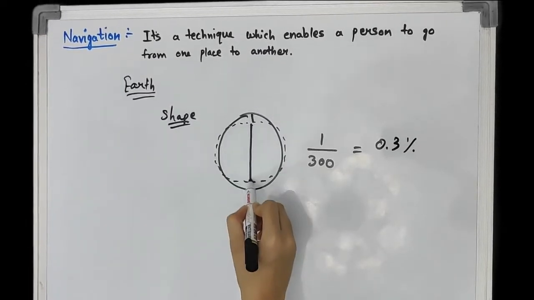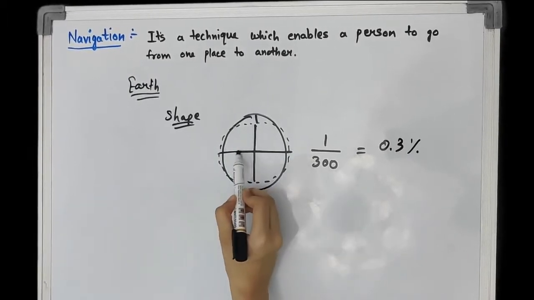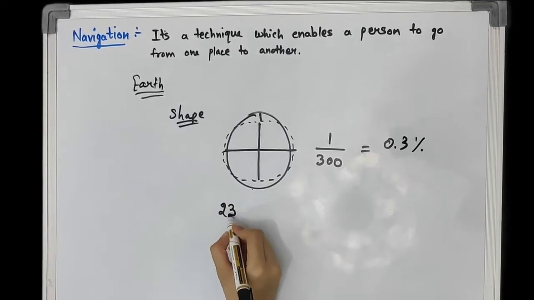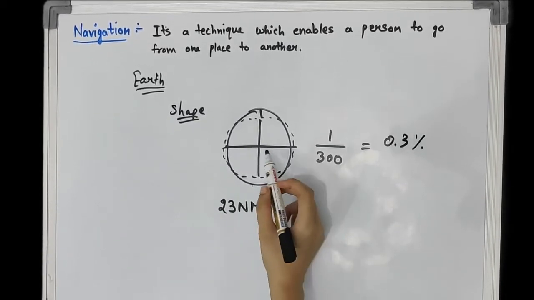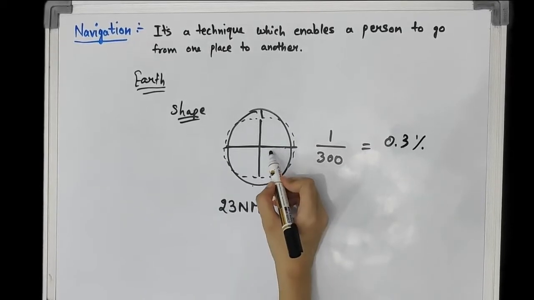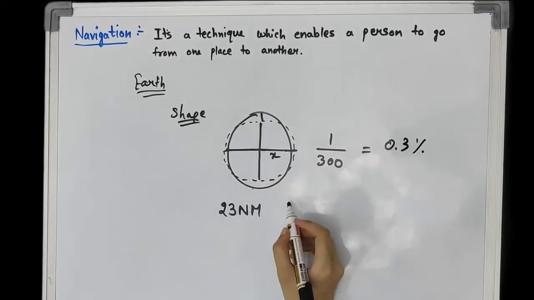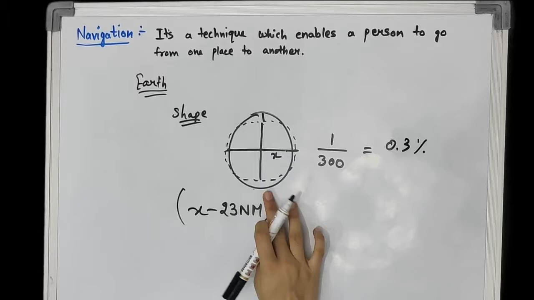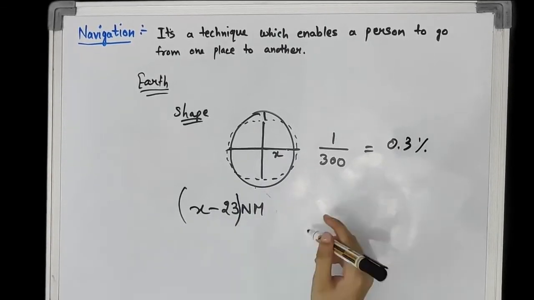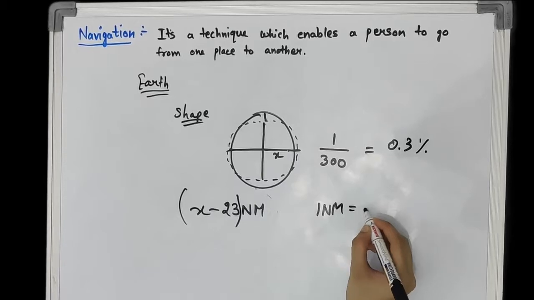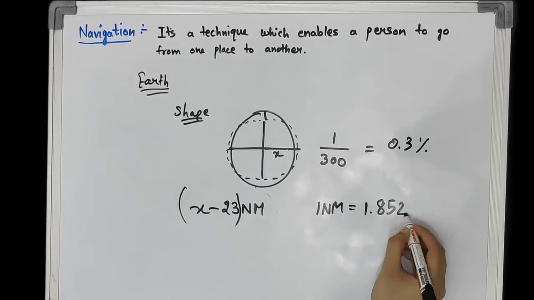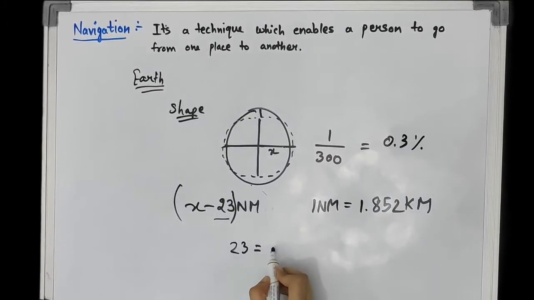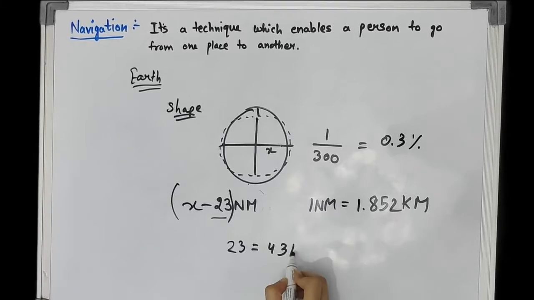This is the Earth's polar diameter and this is the equatorial diameter. So due to the shape of Earth, the polar diameter is 23 nautical miles less than the equatorial diameter. If the equatorial diameter is x nautical miles, then the polar diameter would be x minus 23 nautical miles. And 1 nautical mile is equal to 1.852 kilometers. So 23 nautical miles would be somewhat equal to 43 kilometers.